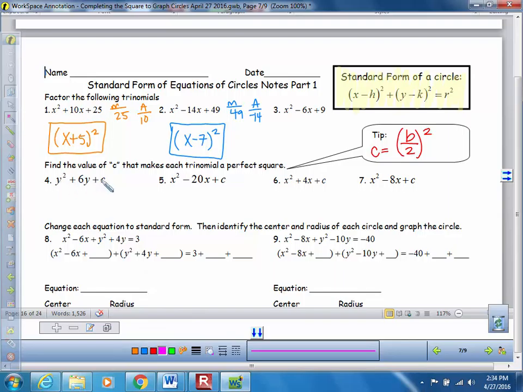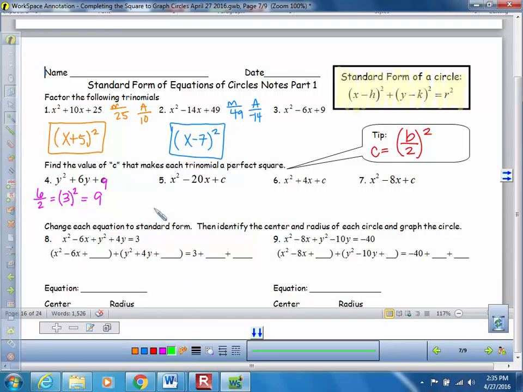In number 4, if I want to find c here, I'm going to take b. b is 6. I'm going to divide that by 2, and that's going to give me 3. Then I need to square that number, and that's going to give me 9. So my c would actually be 9, because if you think about it, if we were factoring this, what number would multiply to give us 9 but add to give us 6? 3. Okay?